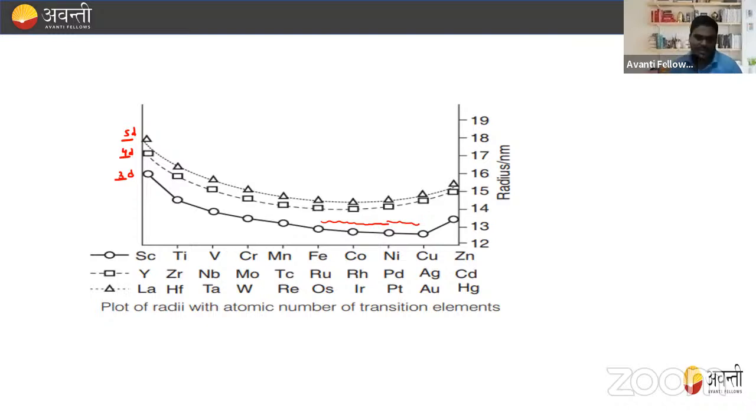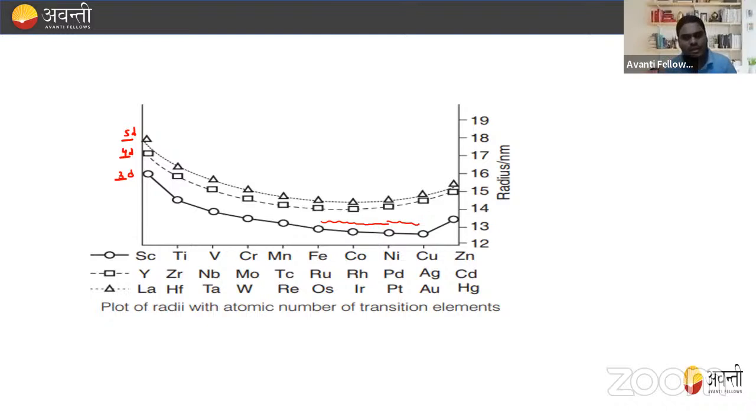So here the shielding effect is balanced by this. So we can say that we get equal and opposite forces. But what happens in zinc is that, due to the increase in the shielding effect, more shielding effect due to the addition of added electrons, their size starts increasing, right? So their size starts increasing.